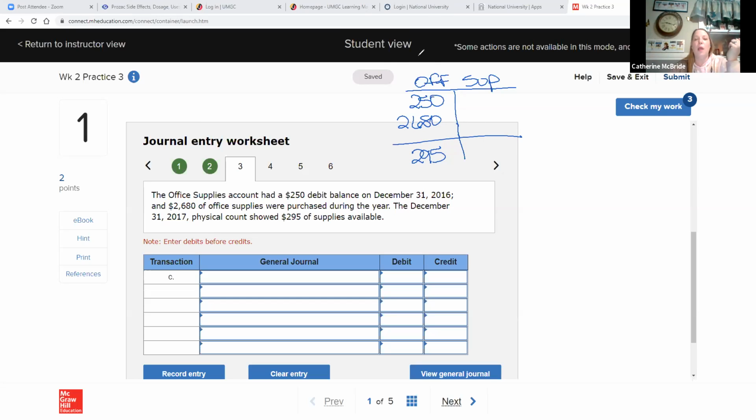So the math is a little bit more complicated because we have more numbers, but we're still trying to figure out how we got from where we started to where we ended up. We had 250, and then we add 2,680 because we bought that. We subtract 295 because we still have that. So in order to get from where we started to where we ended up, we have to credit $2,635. What does this $2,635 represent?